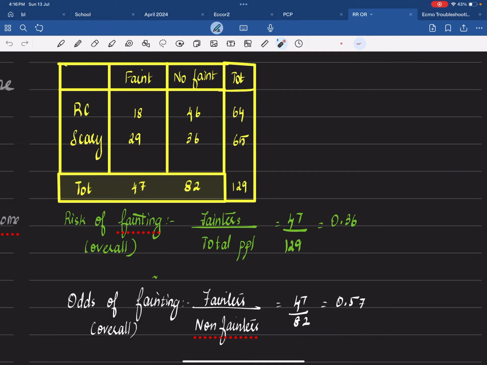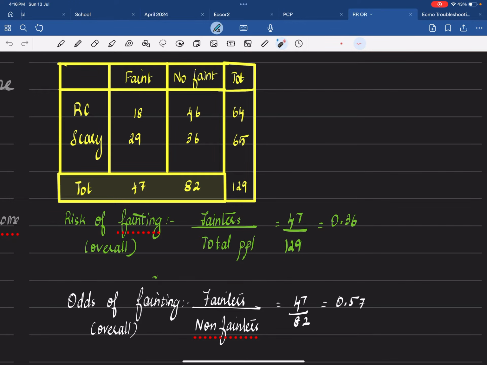Okay. So, the same example, I have pulled the table aside here. What is the risk of someone fainting if they watch a movie overall? Here we are not dividing into rom-com or scary. So when we say risk of someone fainting, what was our risk? Risk is the outcome of interest divided by all possible outcomes. Correct? The outcome of interest here is fainting. What are all the possible outcomes? It is 129, both fainters and non-fainters. So it will be 47 by 129, which is 0.36.